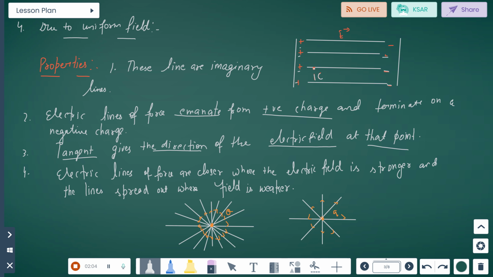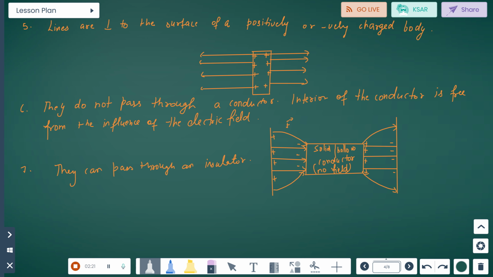Electric lines of force are closer when the electric field is stronger. Closer means here our electric field is very strong. If lines are spread out, meaning more space, then the electric field is weaker. Now, lines are perpendicular to the surface of a positively or negatively charged particle. We have positive charges and a uniform field.